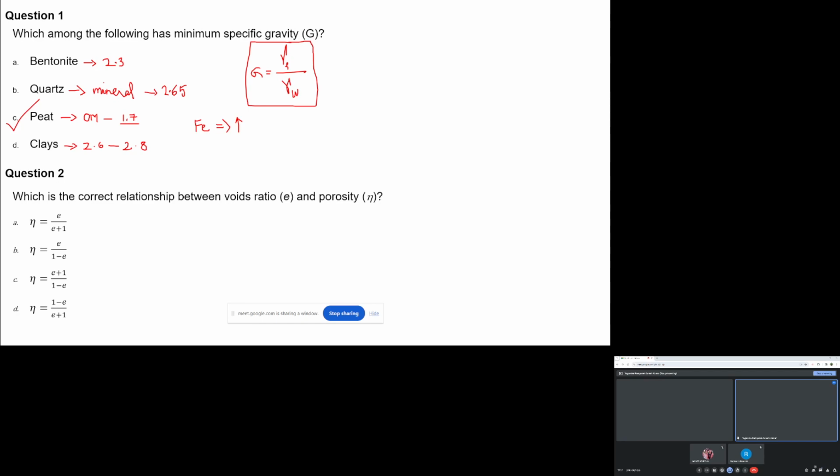Do you know how to derive it? Yes. Okay. So, what is the formula for porosity? Volume of voids to the volume of soil. Okay. By total volume. Yes, sir. Voids ratio. Void ratio, volume of voids to the volume of solids. Okay. So, if you interchange it, you will get the relation e by e plus 1 is equal to porosity. Okay. So, option A is the right answer. So, moving to the next question.